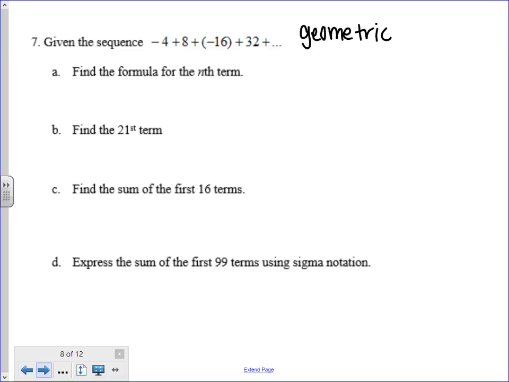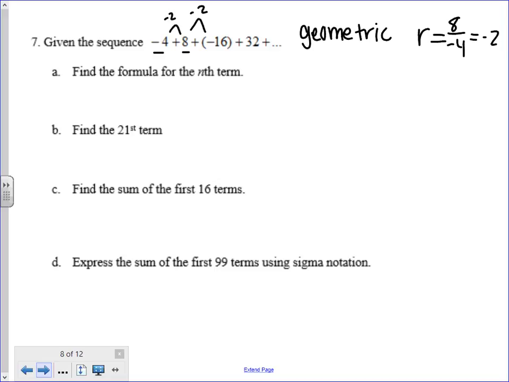I can tell that because I figure out that my common ratio here is this second number divided by the first number. 8 divided by -4, which is -2. When I multiply by -2 each time, I get the next term that they have in the sequence. -4 times -2 is 8. 8 times -2 is -16, so on and so on.